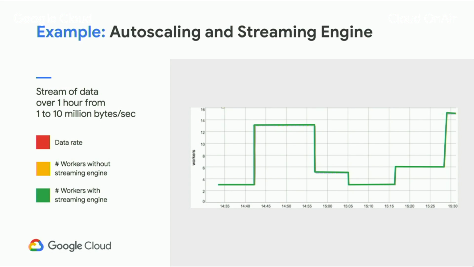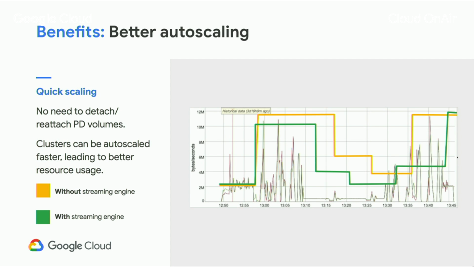Now compare this graph with the graph of a streaming pipeline with the streaming engine. The first thing you'll notice will be that the number of streaming workers that the Dataflow service will launch at the first spike is going to be smaller than in the previous graph. And I'm actually going to overlay the two graphs so that you see it a little bit better.